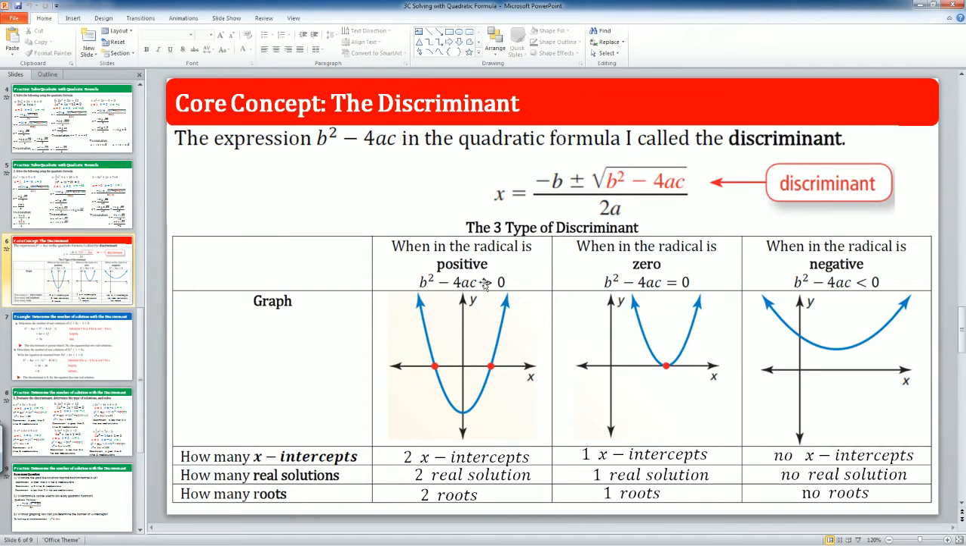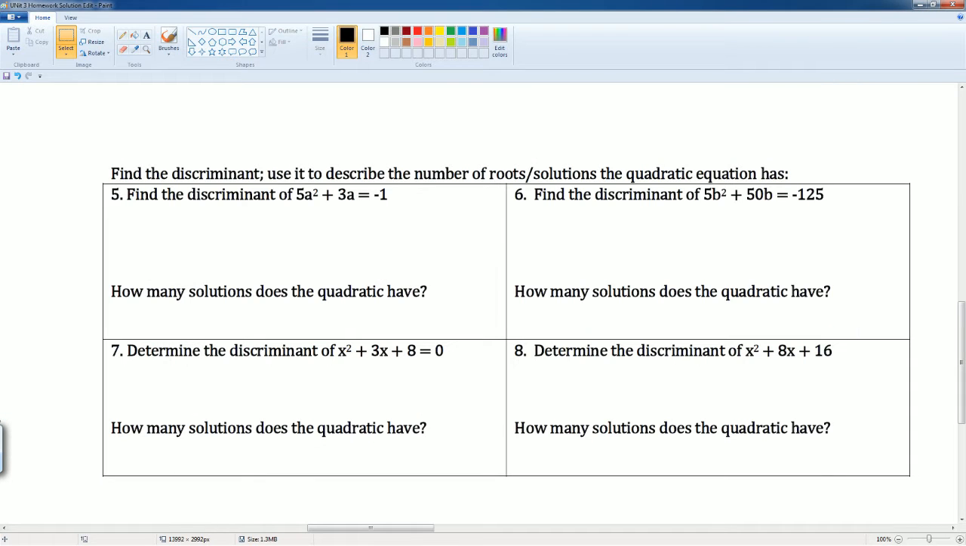If b squared minus 4ac is positive or greater than 0, it has 2 real solutions, 2 roots, 2 x-intercepts. When it equals 0, it has 1 x-intercept, 1 real root, and 1 real solution. And when inside that radical is a negative, it has no x-intercepts, no real solutions, and no real roots. Okay, so we're going to use that idea to help us do this problem.